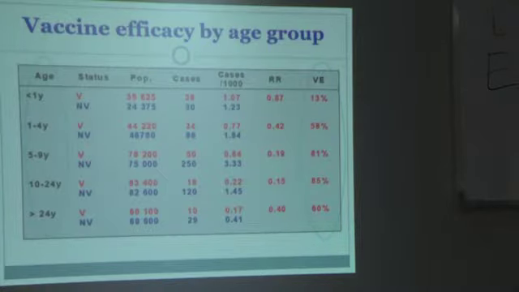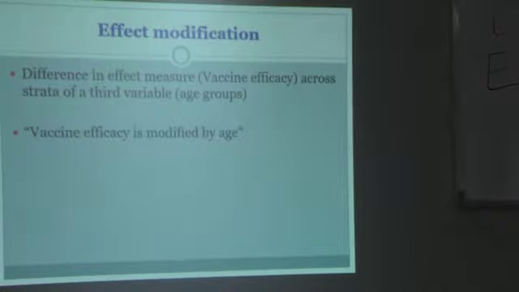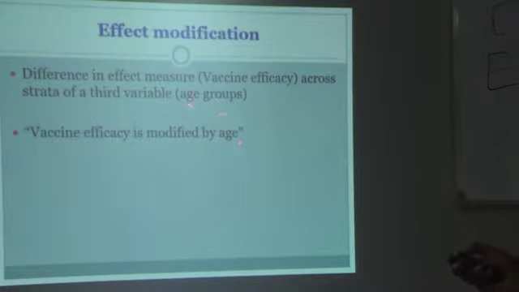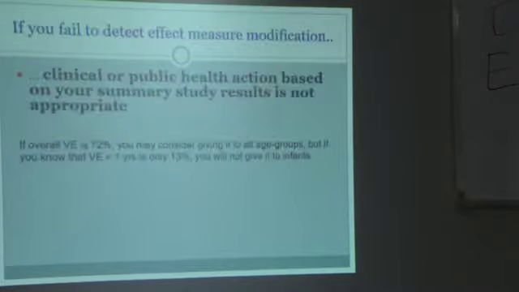We jumped a little bit. Application of the concept or phenomenon of effect measure modification. Okay? So we noted that there is a difference in vaccine efficacy across subgroups of a third variable. The third variable here is age groups. In other words, the impact of the vaccine on preventing disease is modified by age. That is effect measure modification.